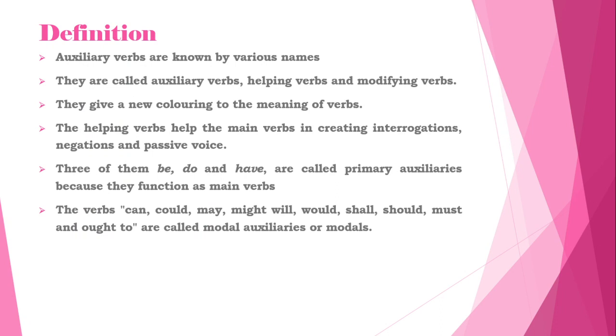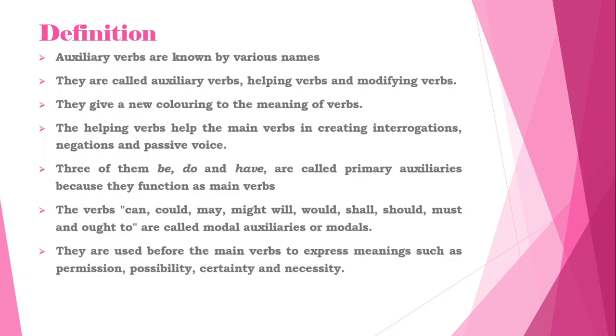Now the verbs can, could, may, might, will, would, shall, should, must, ought to, need, dare, etc. are called modal auxiliaries. They are also called modals. They are used before main verbs to express meanings such as permission, possibility, certainty and necessity. So whenever you add modal auxiliaries with the main verb, it expresses a whole different meaning.